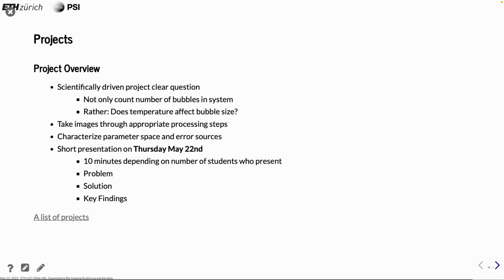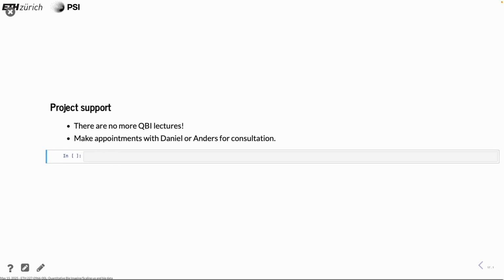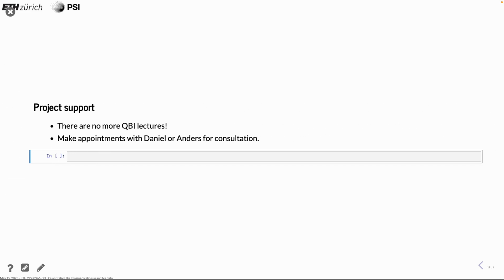And well, then we had the project. The presentation is next Thursday, and those of you who do a project can have a presentation. 10 minutes is not a hard limit because there are not so many projects. So if you need a little bit more time, that's fine. But ideally, you should explain what your problem is, what your solution was, and your key findings out of your analysis.